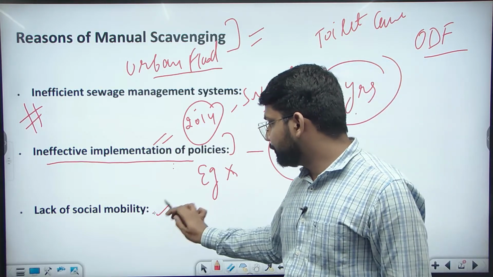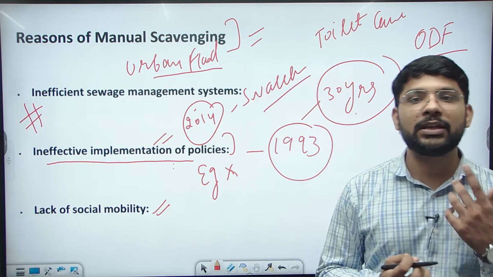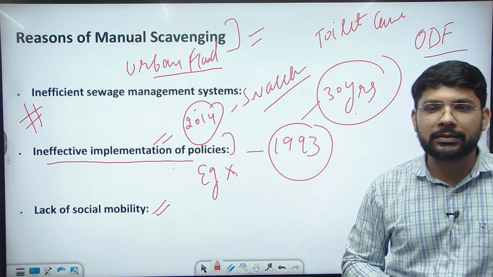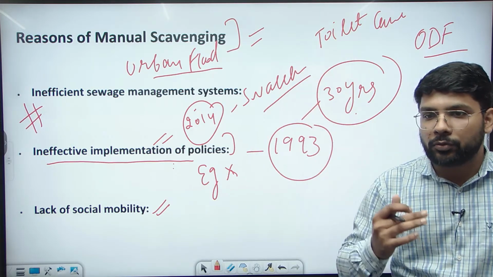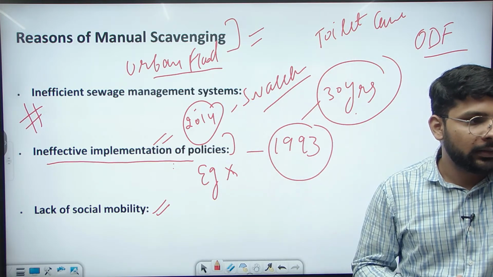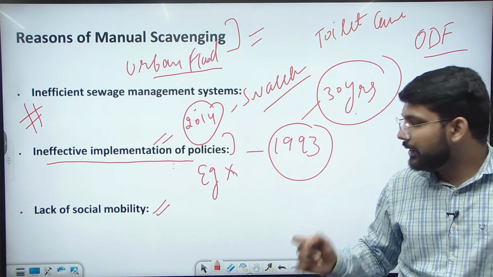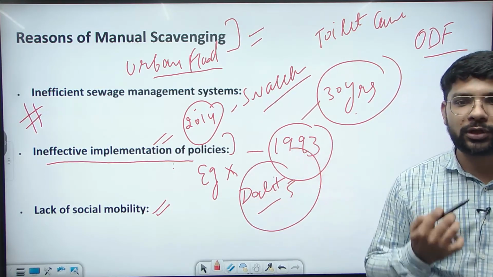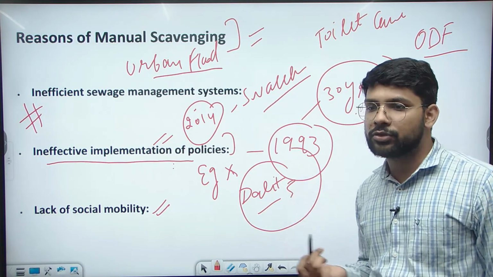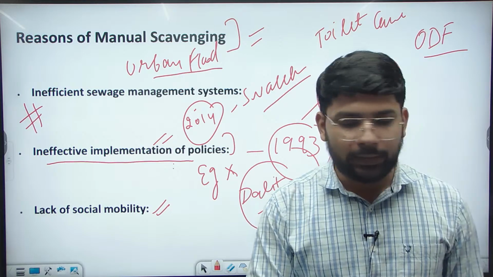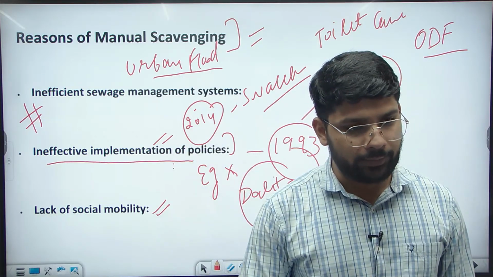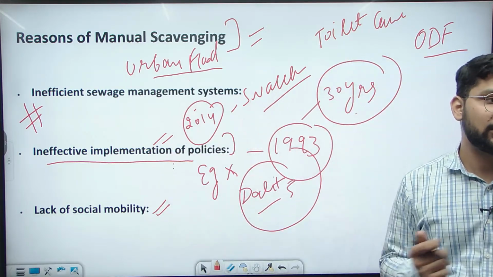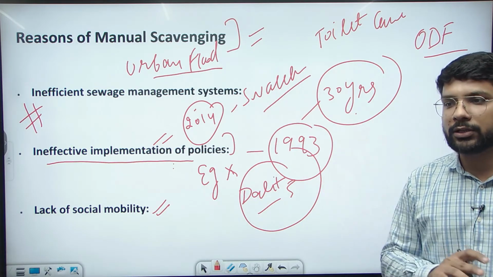Lack of social mobility. Lack of social mobility means discrimination between castes. Even till now, we are discriminating between castes. This belongs to the upper caste, so this work cannot be given to a Brahmin. This work cannot be given to Rajputs. Why is this work given only to Dalits? So this lack of social mobility and discrimination in society lead to manual scavenging in the country. So you can mention these points. These are the specific reasons why manual scavenging is still operated in the country.